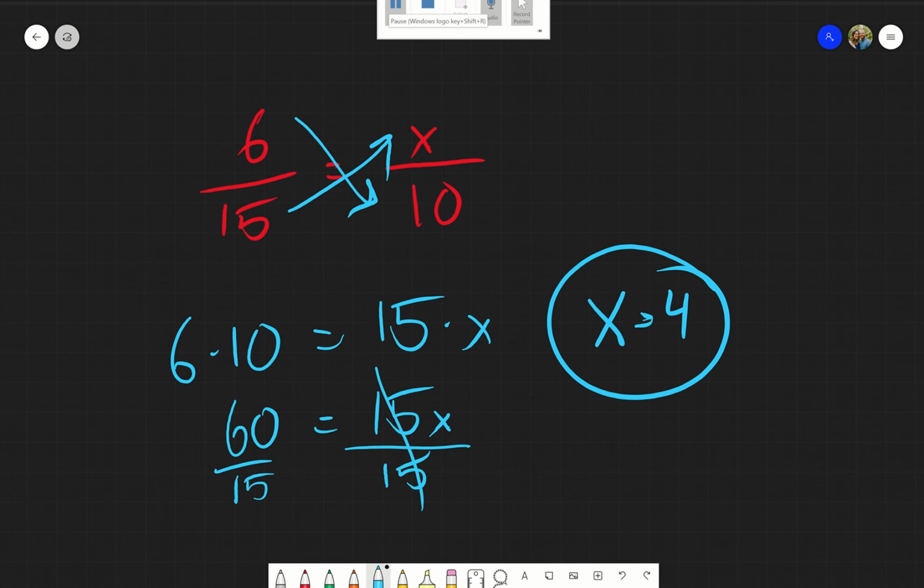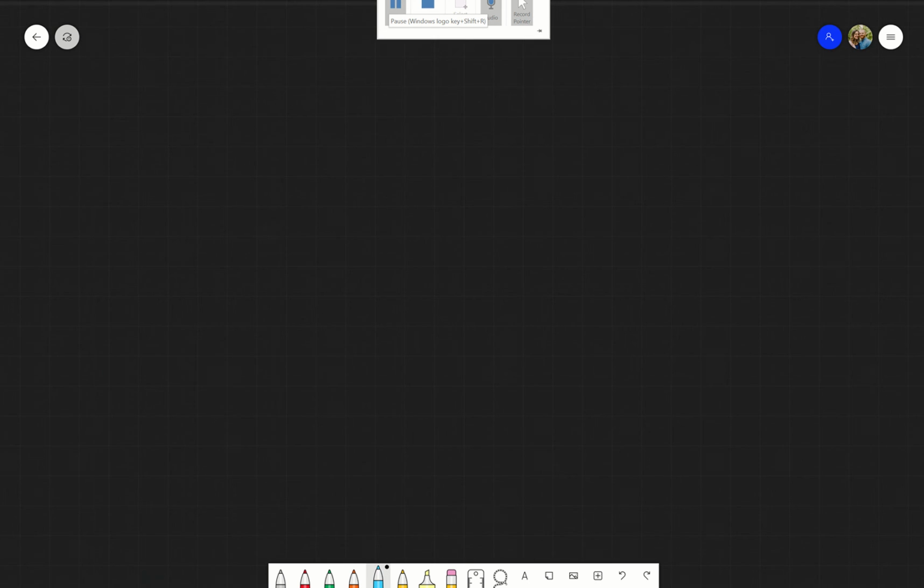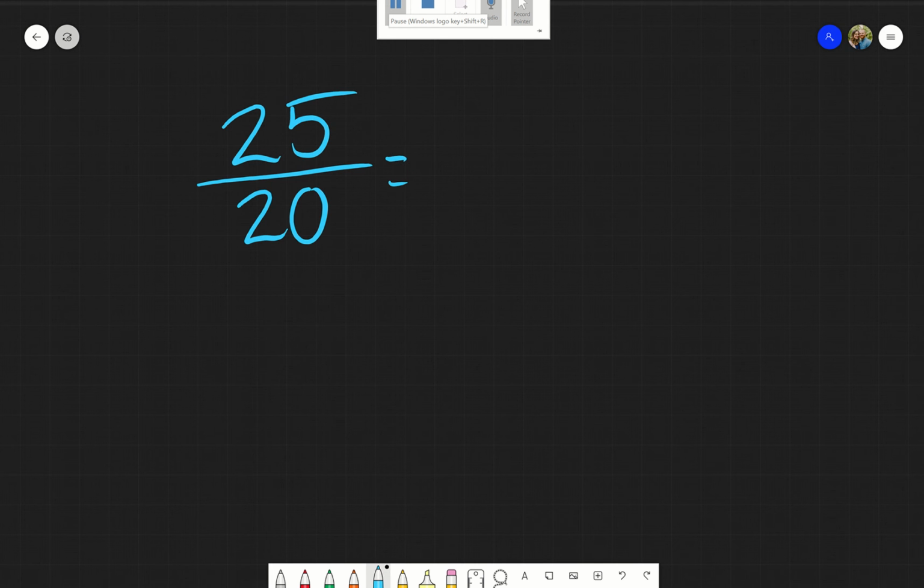Before we head out for the day, I want you to solve this proportion for me. 25 over 20 equals 60 over x. x equals what? Good luck, children.